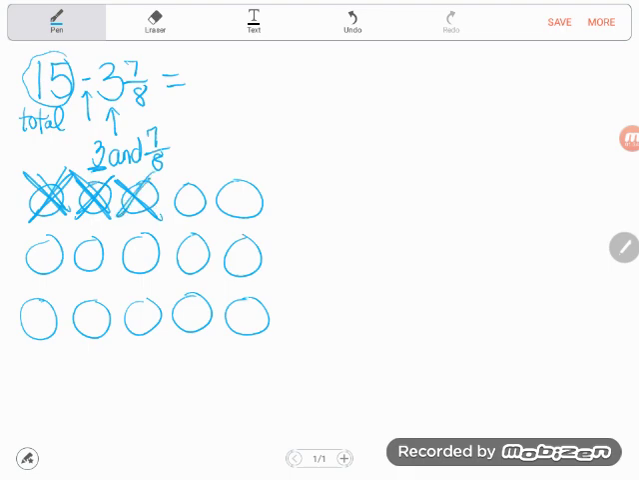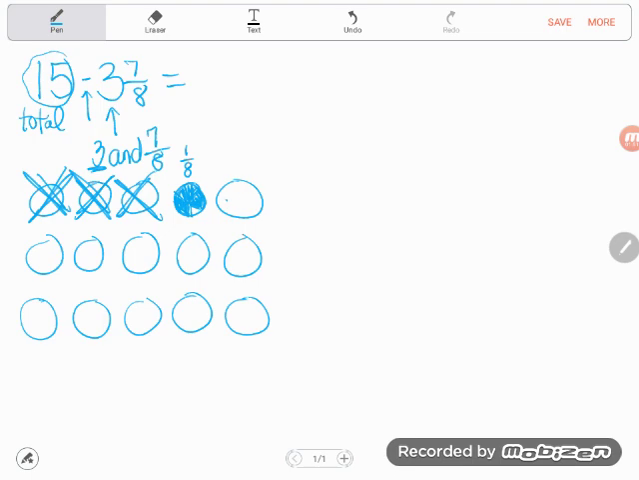And you might be saying, well, Kate, how do I take away 7/8? Well, first you break your one whole thing into 8 pieces. And then you take away 7 of them. So I'll take away this and this. 1, 2, 3, 4, 5, 6, 7. And you can see that out of this piece, I have 1/8 left. Because I took away 7/8, I only have 1/8.